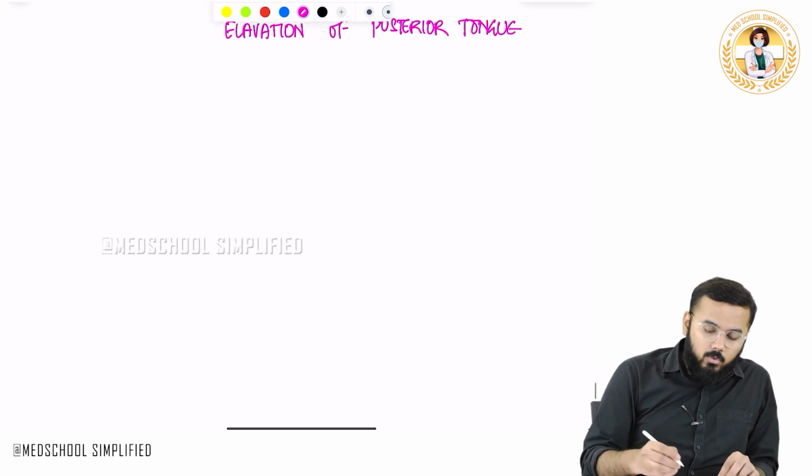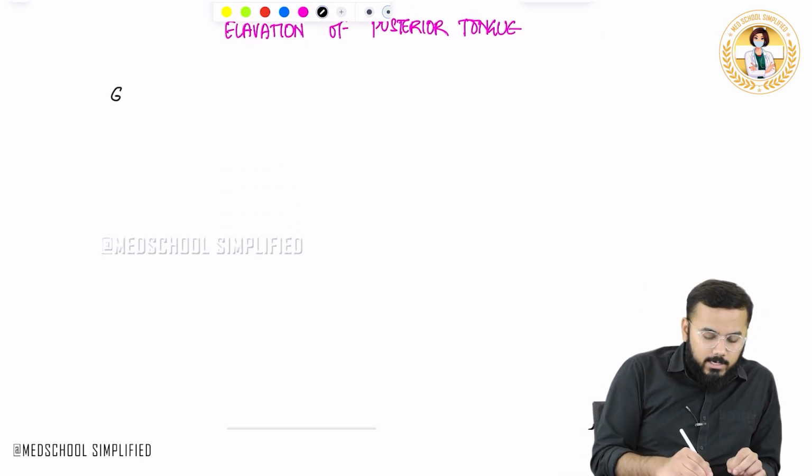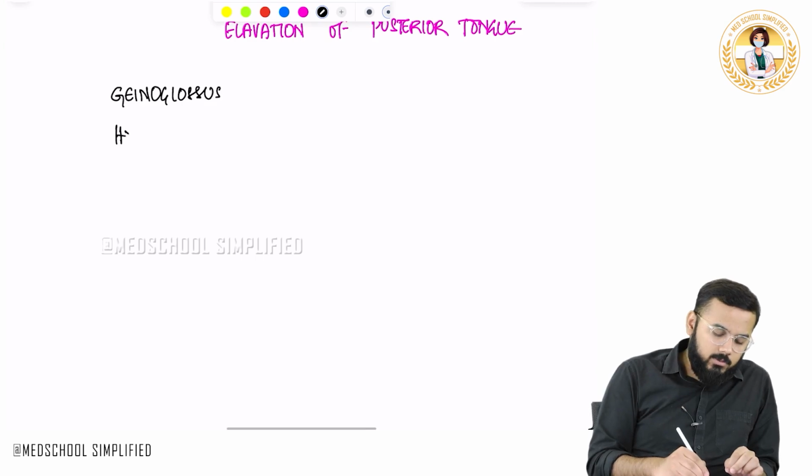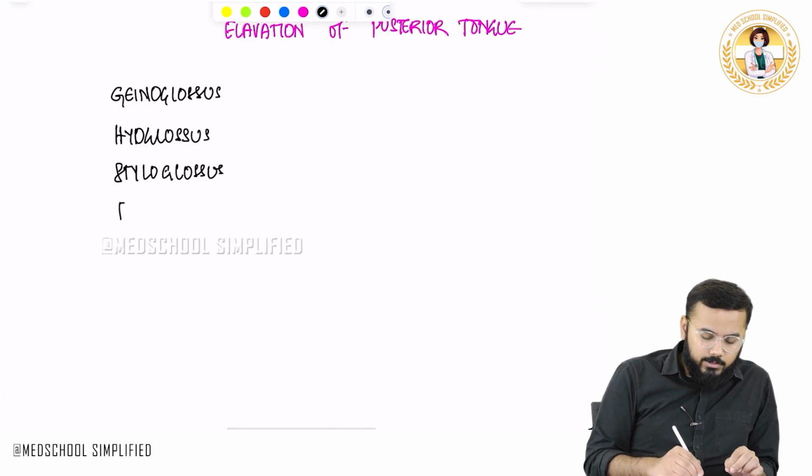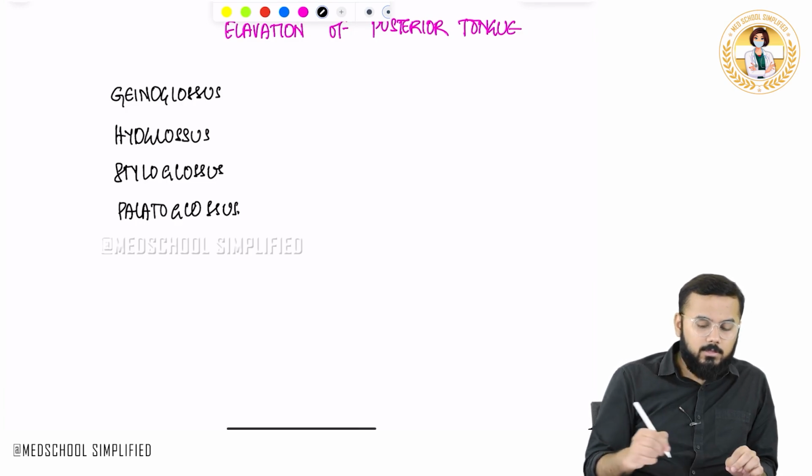Right. Now what is the nerve supply? First of all, let us write down the muscles. So one we discussed was genioglossus, right. Next we discussed was hypoglossus. Next we discussed was styloglossus, and next we discussed is the palatoglossus. So these are the four muscles.